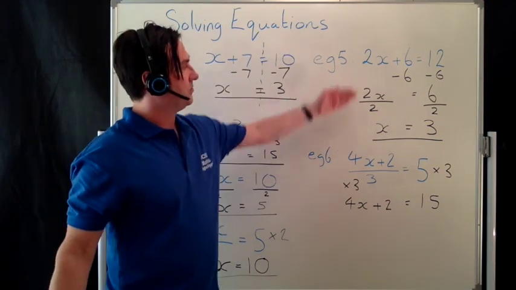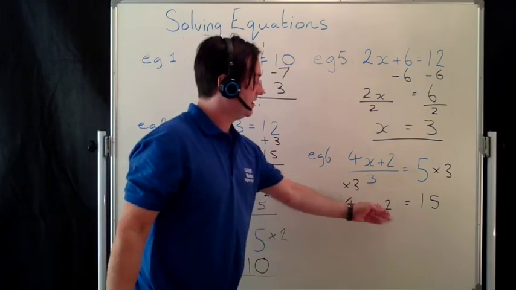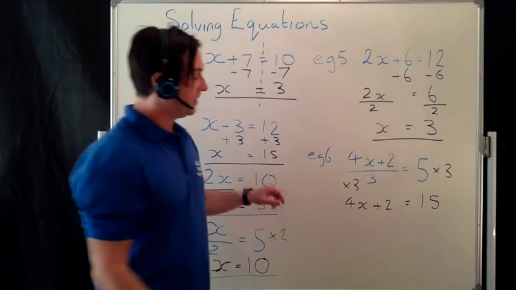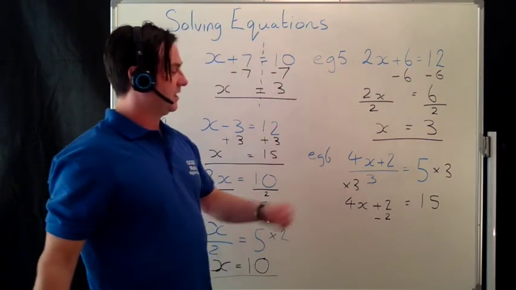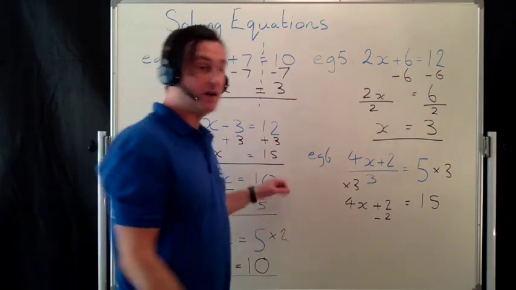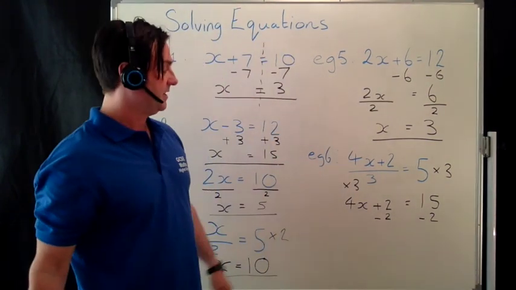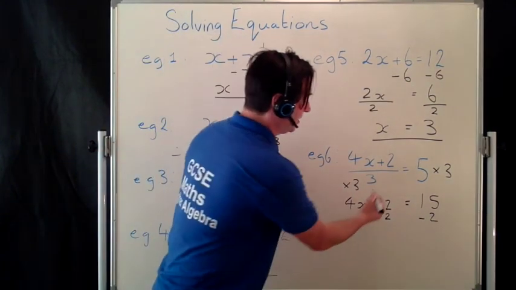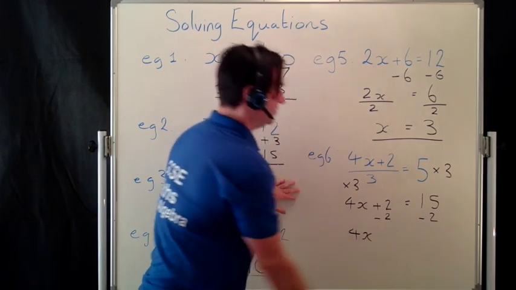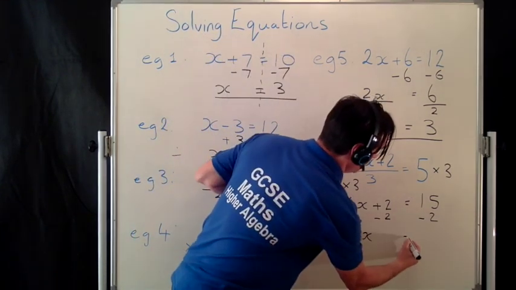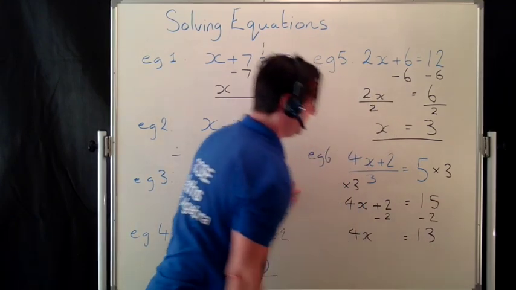Now I'm in the same situation as what I was there. So the next thing I need to do is get rid of the 2 by taking 2 away. But because I've taken 2 away from the left-hand side, I must also take 2 away from the right-hand side. Write it out again once I've done this. 4x, the 2's now disappeared, equals 15 take away 2, which is 13.